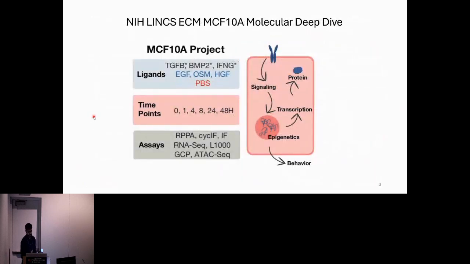To study this, the LINX Consortium project was created where MCF10A cells, a model for epithelial breast tissue, were treated with various growth ligands and cytokines and assayed for several different modalities. In this talk, I'll be focusing on the reverse phase protein array data to measure protein expression and the global chromatin profile data, which is a mass spec method to study histone marks or histone modifications. Again, the goal is to get an in-depth characterization of how epithelial breast cells respond to growth-promoting ligands, and therefore how the tumor microenvironment modulates these cells.